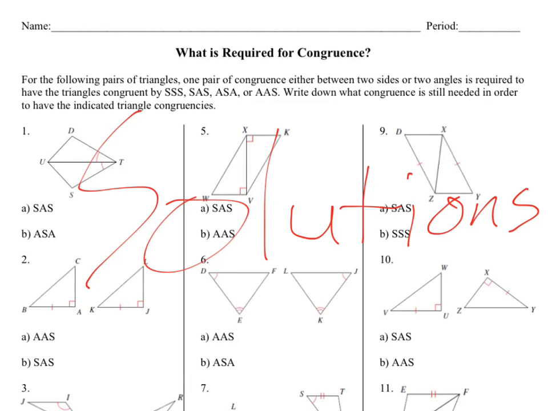Alright, time for the solutions for the what is required for congruence assignment. So in this first section, it gives you a figure and you have some sort of congruent requirements. And you say what's missing in order to get the congruence by side angle side, or angle side angle, or angle angle side, whatever is listed.